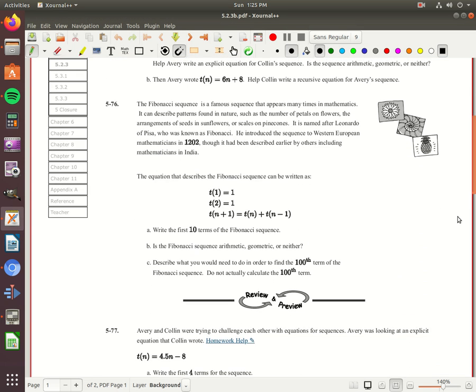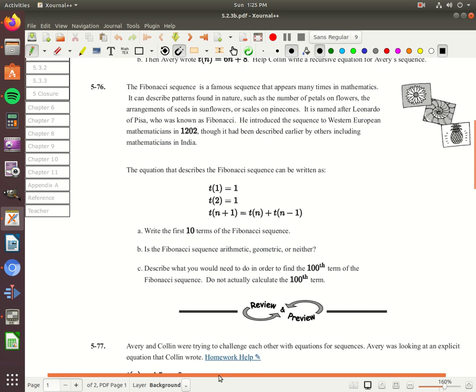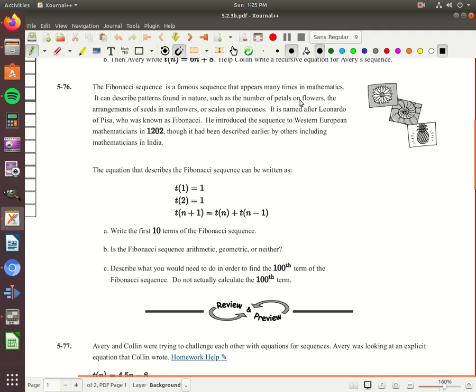So we have this Fibonacci sequence, a super famous pattern. It appears many times in mathematics. It can describe patterns found in nature, such as the number of petals of flowers, the arrangements of seeds in sunflowers, scales of pine cones. Super interesting. You should actually Google it after this. Pretty crazy how often it appears in nature.